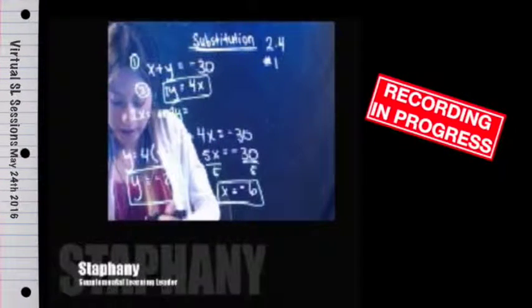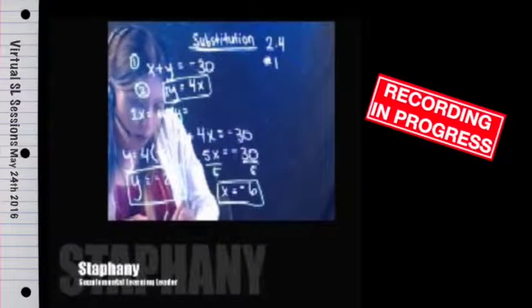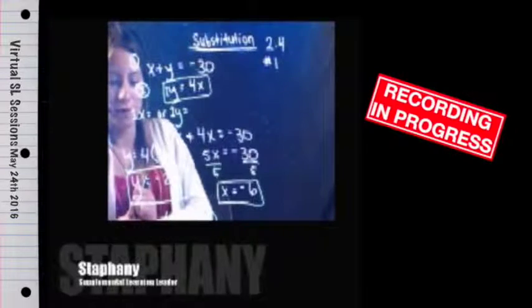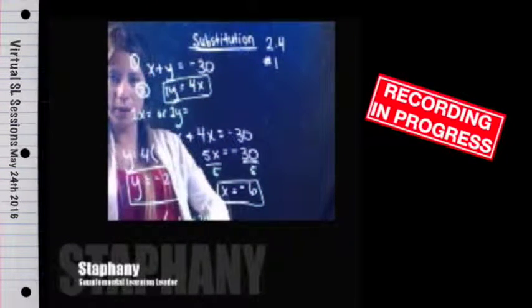But now our final answer would be, actually, let me do this in here. An ordered pair, negative 6, negative 24. Right? Because this is our x value and this is our y value. So this is the ordered pair that they're looking for. Are you able to see that down here?